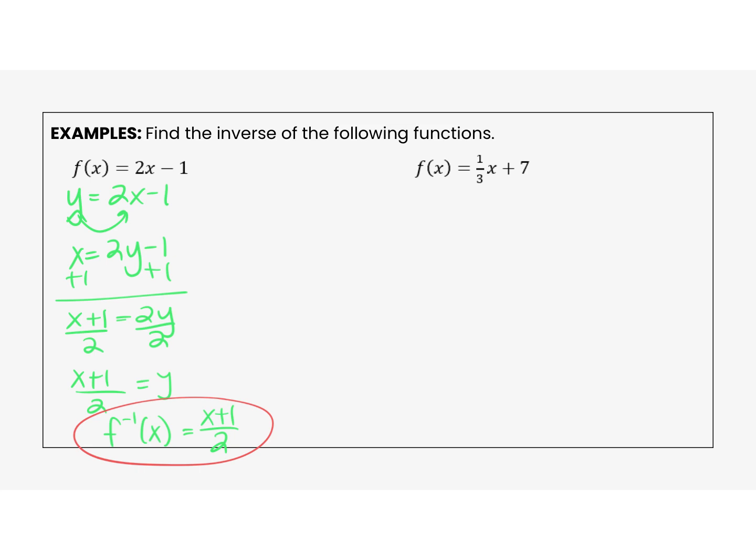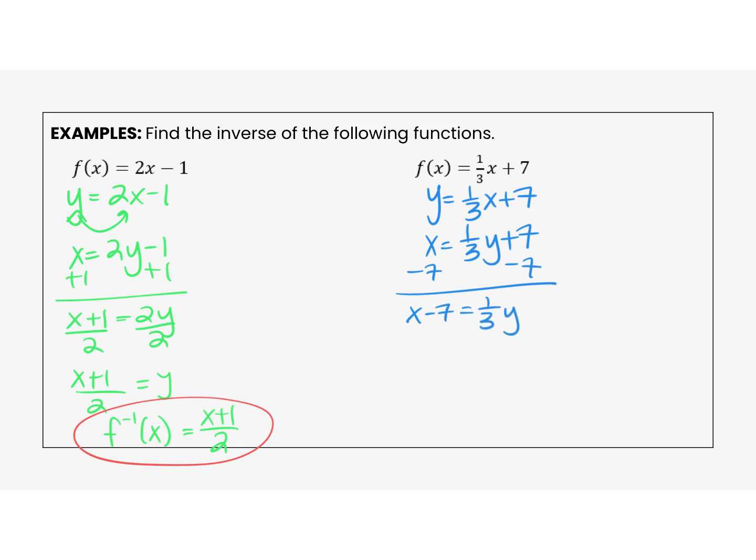Okay, let's practice one more. So again, first thing I'm going to do is replace f of x with y. Second step, I'm going to switch x and y. So I get x equals 1/3 y plus 7. Now I need to solve for y. So I'm going to subtract 7. So I get x minus 7 equals 1/3 y.